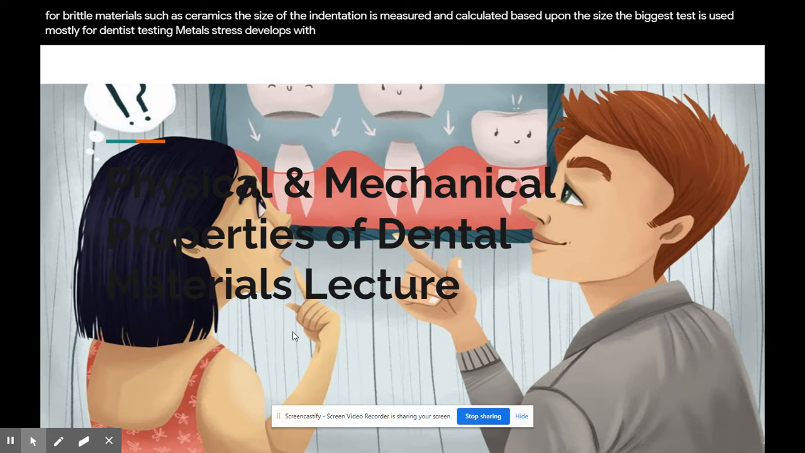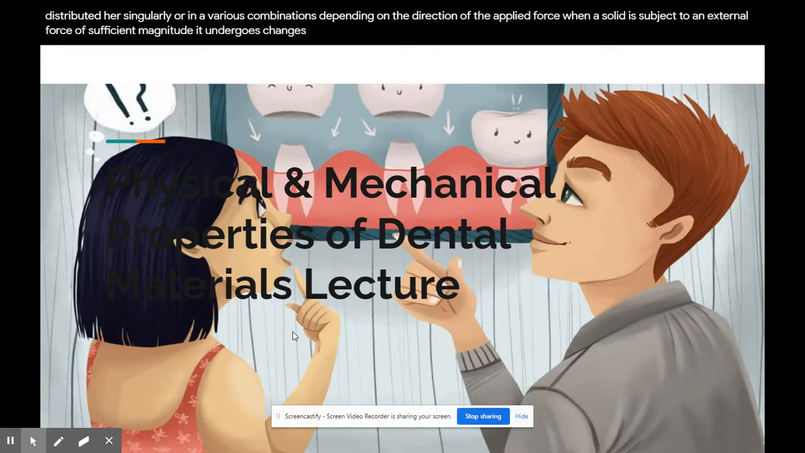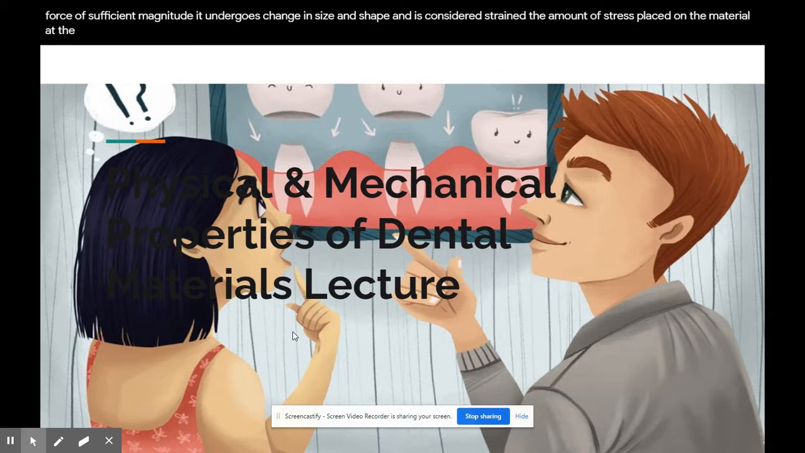Stress develops within a material when a force is applied. The larger the area over which a force is distributed, the less will be the stress. Stress can occur singularly or in various combinations depending on the direction of the applied force. When a solid is subject to an external force of sufficient magnitude, it undergoes change in size and shape and is considered strained. The amount of stress placed on a material at the time it breaks is known as ultimate strength. A material does not necessarily have to break when subjected to external compressive, shearing, or tensile force. It may deform.